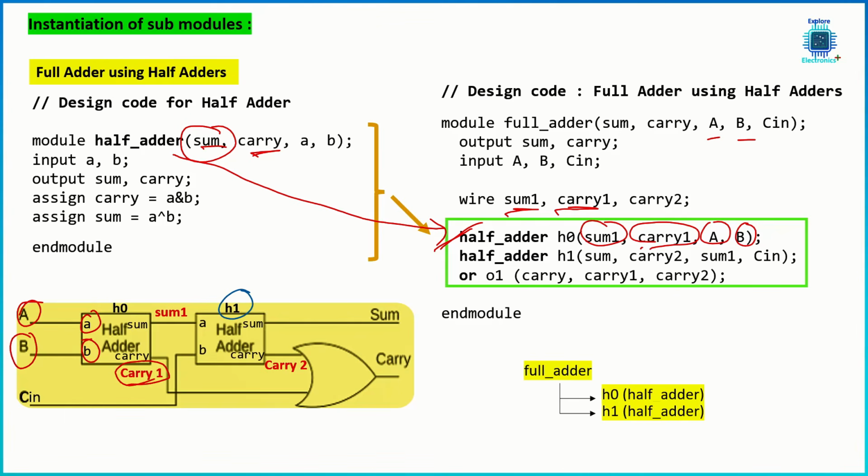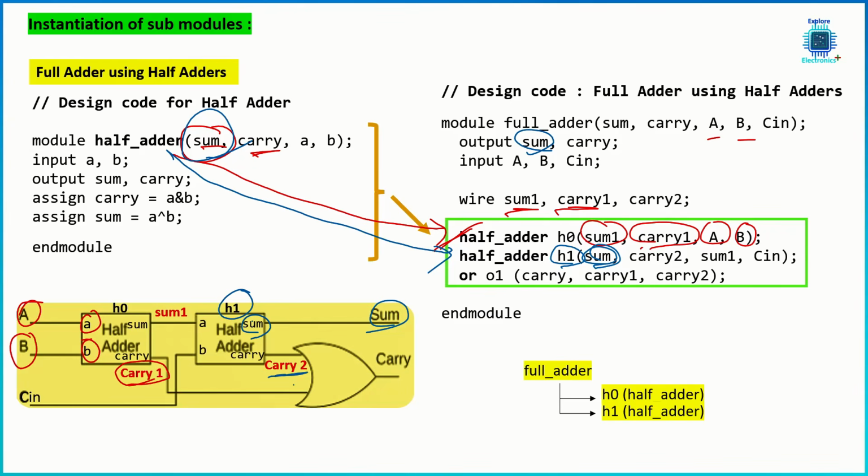Second half adder is H1. Again we need to use the same kind of module name over here, half adder. Instance name I am giving differently, that is H1. This will be generating a sum, that is a complete sum of a full adder. That's why in place of sum here we will be having this variable sum.